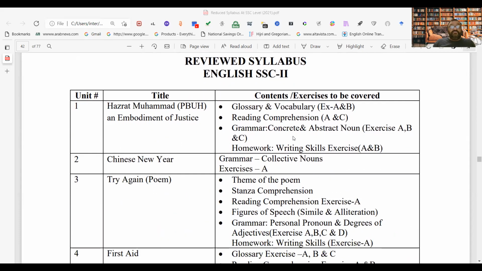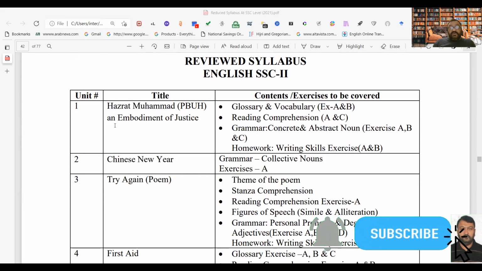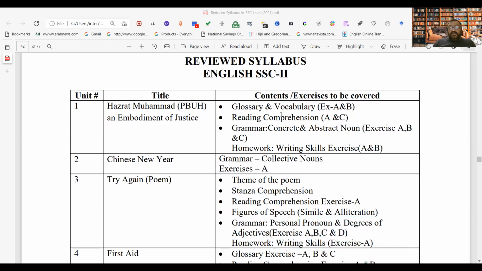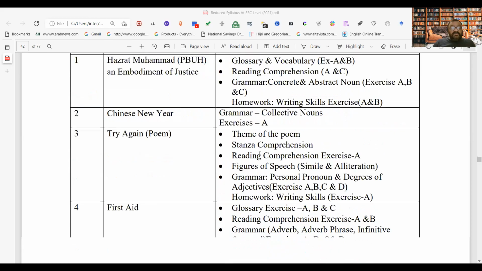So now let us see how many exercises you have to cover. For the first lesson, Hazrat Muhammad, peace be upon him, an embodiment of justice, which is a very easy lesson, not very difficult: glossary and vocabulary, exercises A and B; reading comprehension, A and C; grammar, concrete and abstract nouns, exercises A, B, and C; homework, writing skills, exercises A and B.